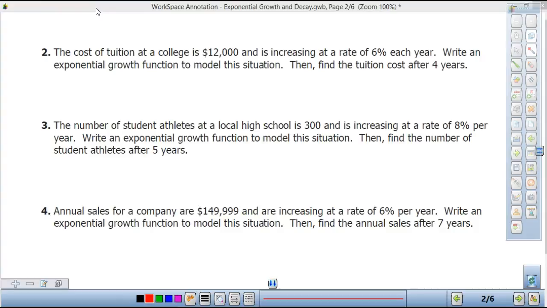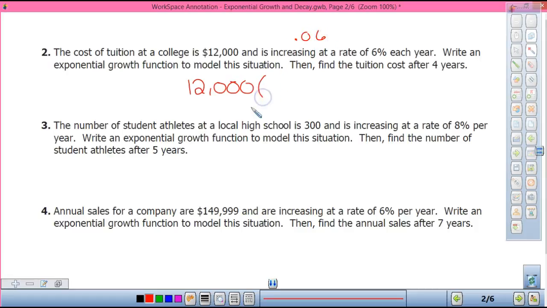Okay, this time it says the cost of tuition. Okay, and this is the part that kind of sucks for you guys. Cost of tuition at college is $12,000. That's my starting value. So we did end up with $12,000. Yep. Okay, so we've got $12,000, but the rate is increasing at 6%. Okay, so 6% as a decimal is 0.06, and remember 1 plus that. And in 4 years, so what am I going to put in for my T? I'm going to put in 4.